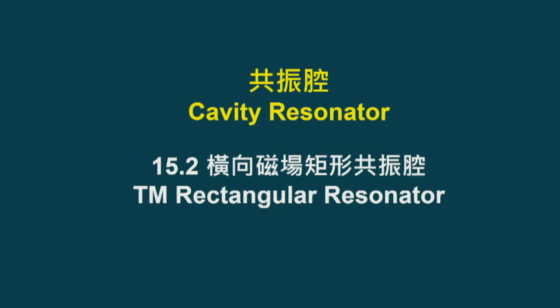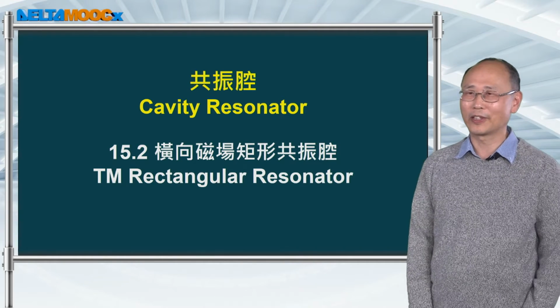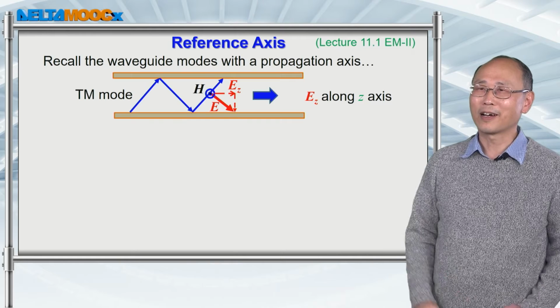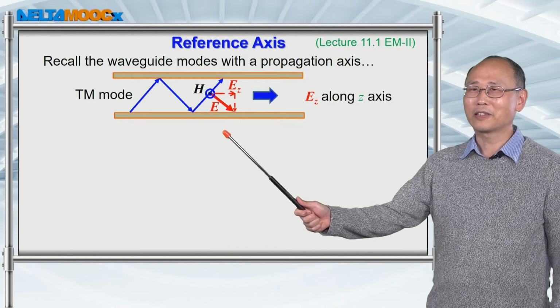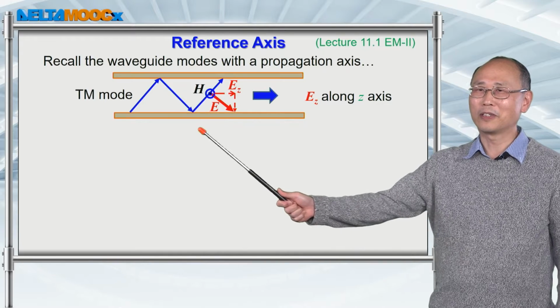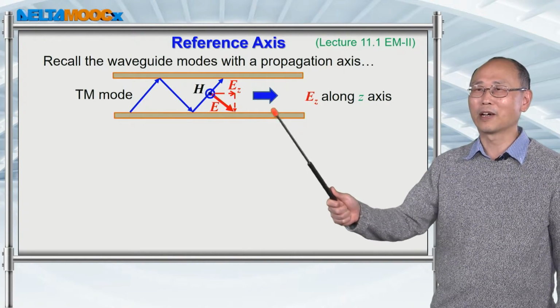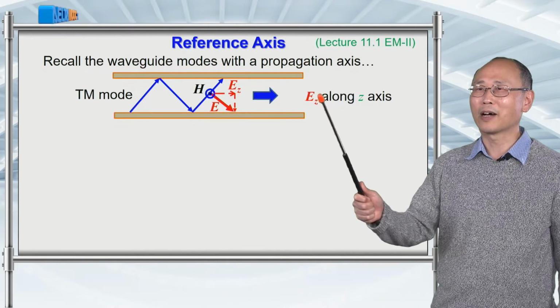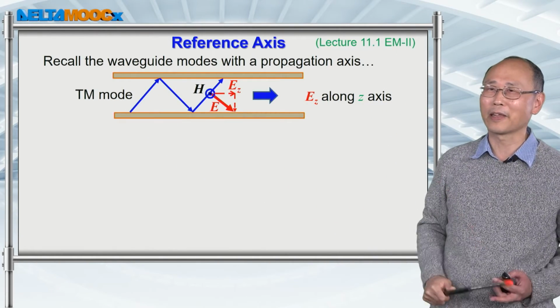In this session, I'm going to show you some analysis for the mode inside a rectangular resonator with conducting walls. I want to bring out this picture from lecture 11. In this picture, you see a TM mode propagating along the Z direction inside a waveguide. And for this parallel plate waveguide, we have open boundaries on this end and also on this end.